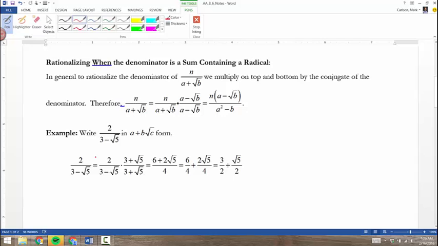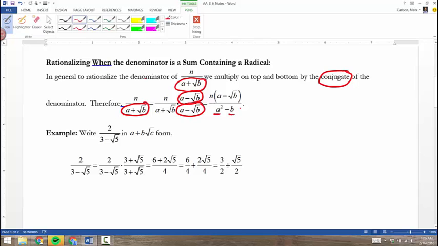Alright, so we want to look at rationalizing again, but now when the bottom includes a sum with a radical on it, something of the form a plus the square root of b. To do that, we're going to use the concept of conjugate again. We're going to multiply top and bottom by the conjugate of the bottom value. So if I have a plus the square root of b on bottom, the conjugate of that would be a minus the square root of b. I'm multiplying the top and bottom by that value, and by doing that, I will always end up with a squared minus b.